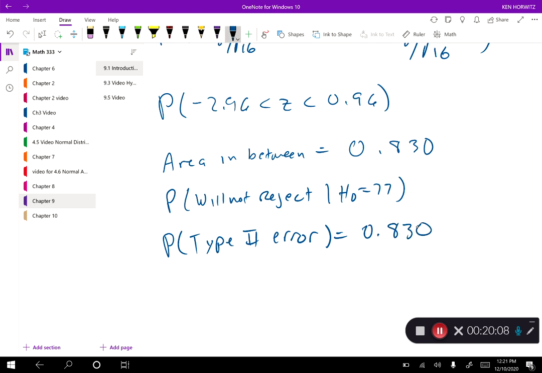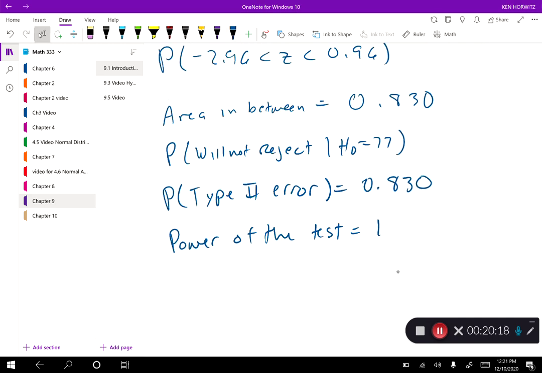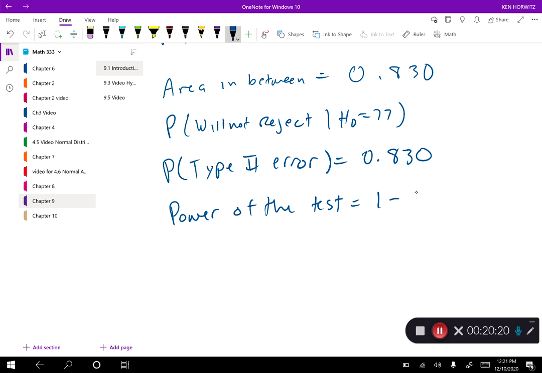So that would be 0.830. All right, so then the power of the test is 1 minus 0.830. So the power of the test equals 0.170. There you go. Two very quick examples to show you.